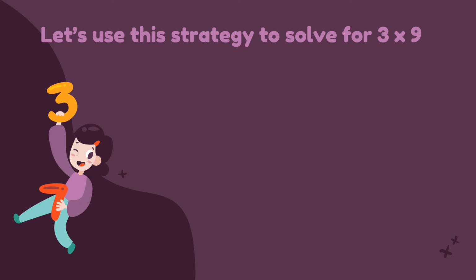to solve 3 times 9. So again, on your board, you might have to erase your whiteboard or go to a new spot on your piece of paper. But I want you to draw a 3 times 10 array. So 3 rows of 10. Again, 10 dots, 10 circles, 10 stars. I'd keep it simple though. Don't get too creative with your objects that you're drawing there.